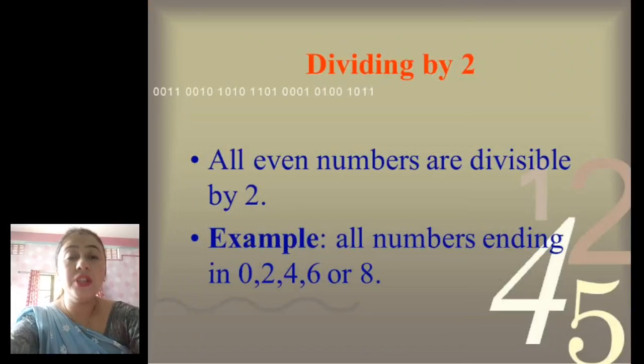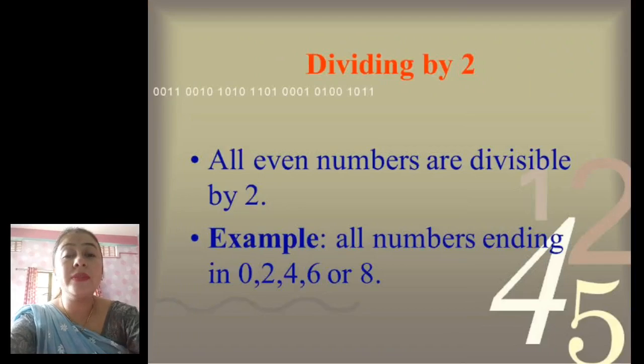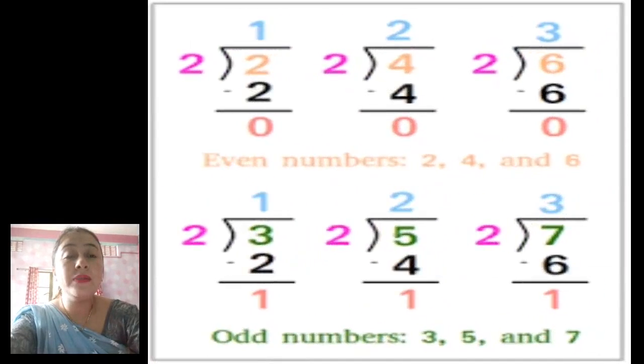So next, children, even numbers are directly divisible by 2. You are doing the division lesson, yes, and it is in the division because all even numbers are directly divisible by 2. That means you can see the example, first example, even number. If you divide 246 with 2, you will get remainder 0. That means it is directly divisible by 2.